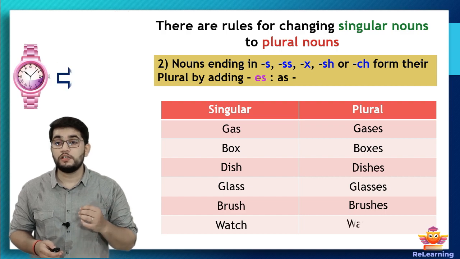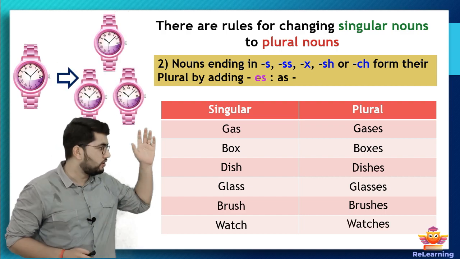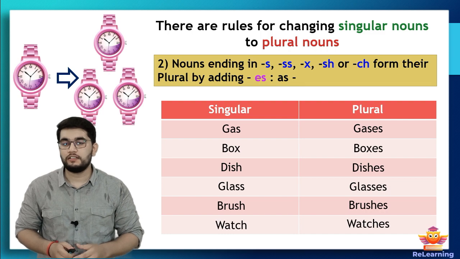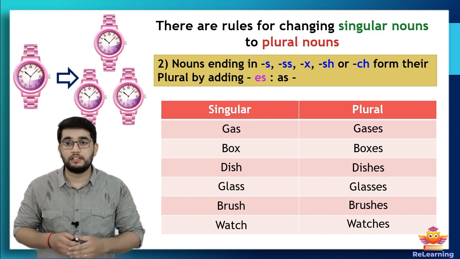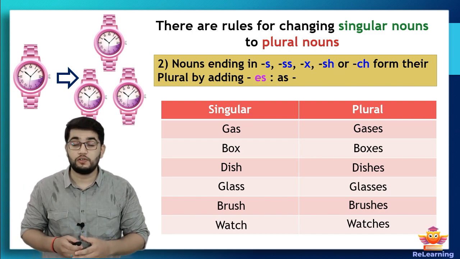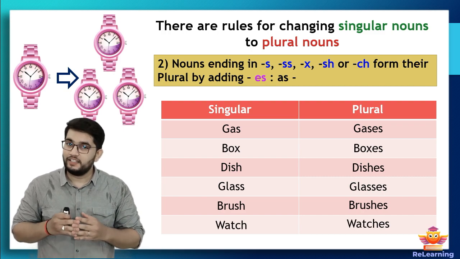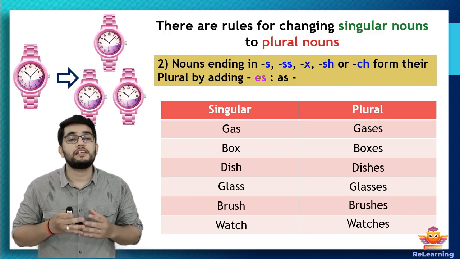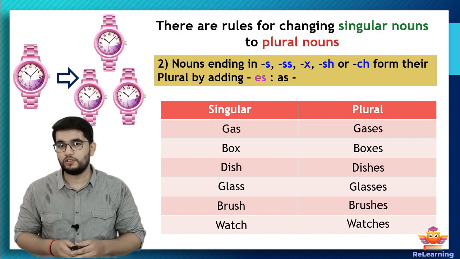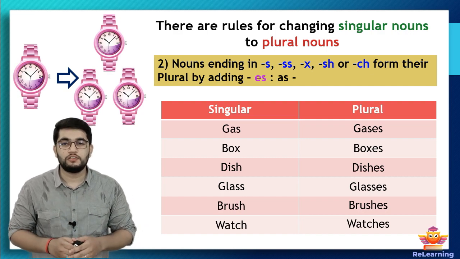Watch becomes watches. In all the examples over here, you can see that these words are ending with s, double s, x, sh or ch, and by adding es at the end, the word changes from singular noun to plural noun. Let's see the next rule.